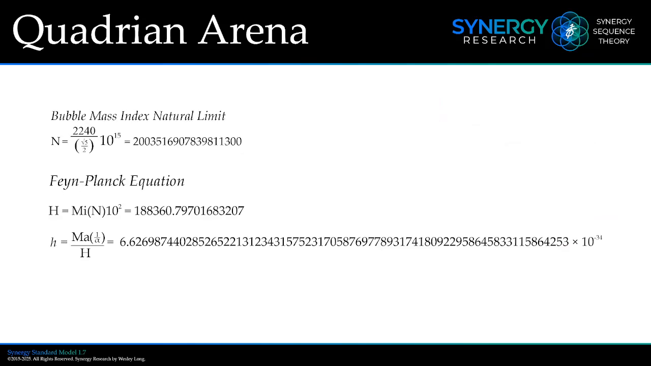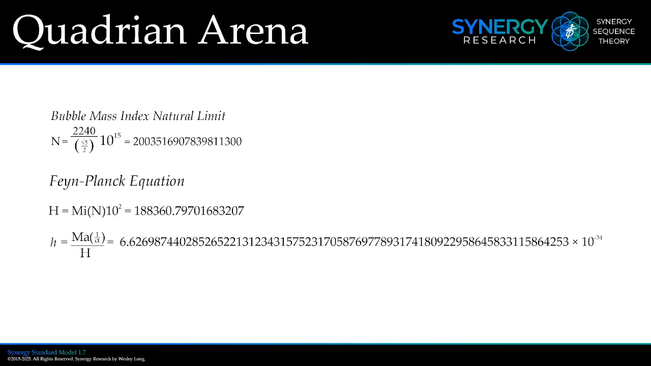And here it is, the final note in the Quadrian Arena, where all paths, constants, and symbolic harmonies converge on perhaps the most mysterious constant in physics, Planck's constant, h. Now at the natural limit of the bubble mass index, n equals 2 squared 5 over 2, times 10 to the 15 equals 2003510783981300. This number isn't guessed, it's calculated.